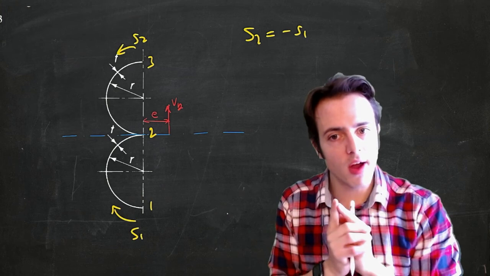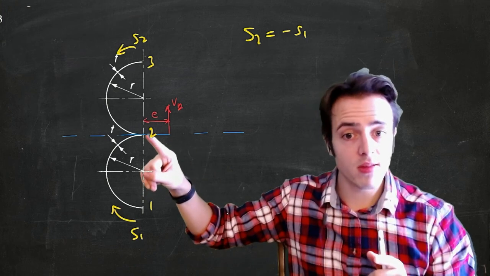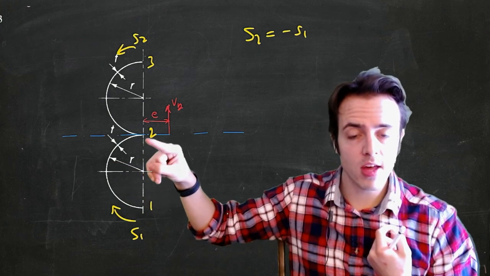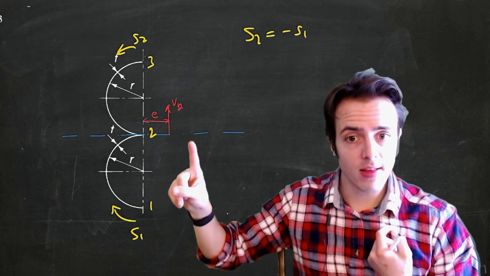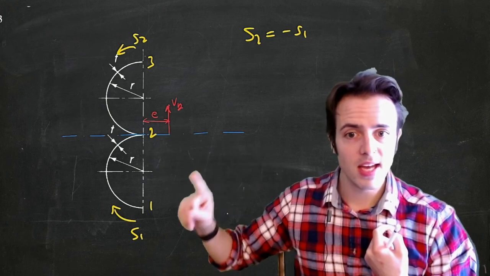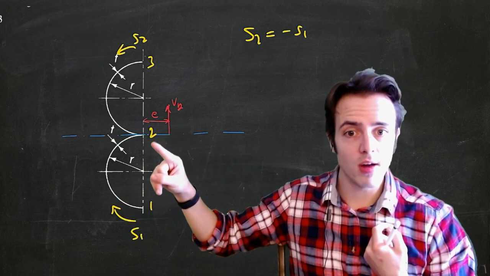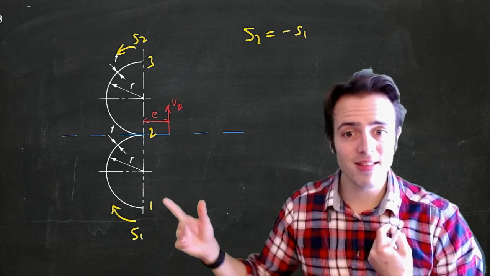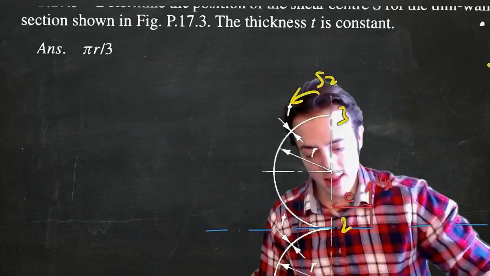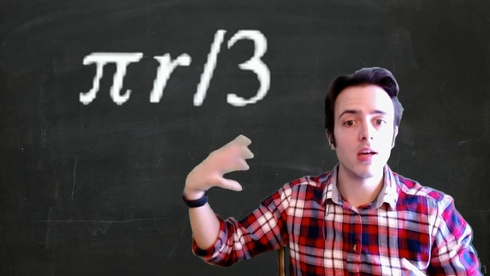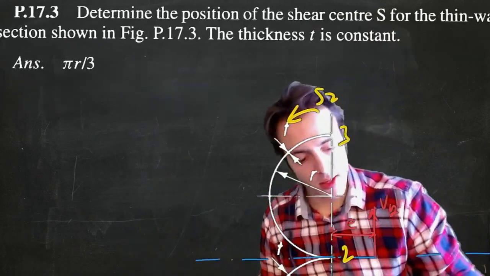So what we're going to try and do is evaluate moments, say here, and we can then look at the moment caused by this shear flow, double it, and that's got to be equal to this Vy multiplied by that E, okay? And the moment caused by S1 is going to be a function of Vy. That'll cancel, and we're going to get a value for E that we certainly hope is going to be equal to pi r divided by 3. So we're going to get there.